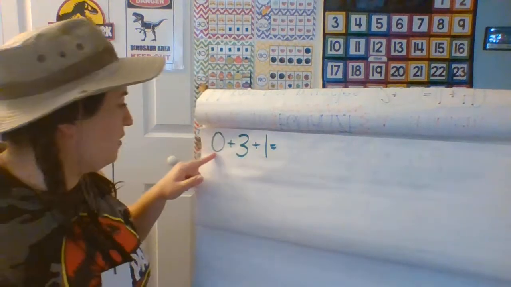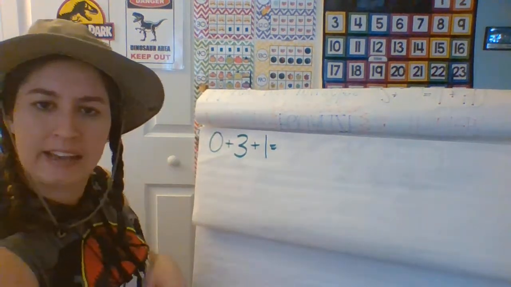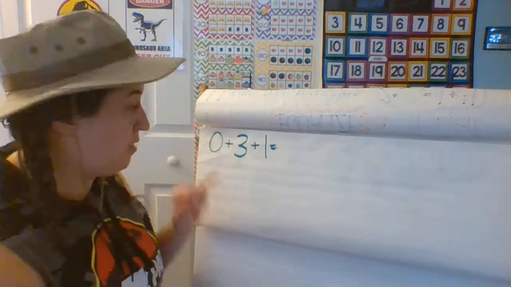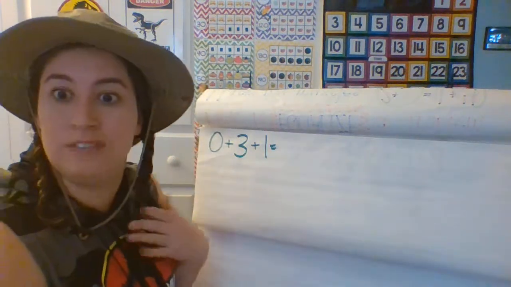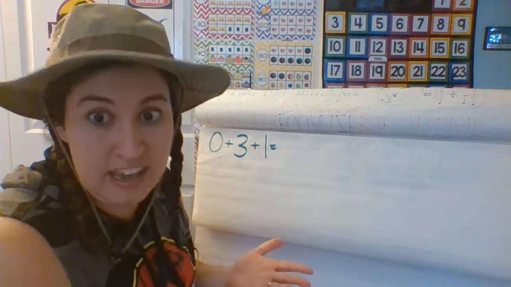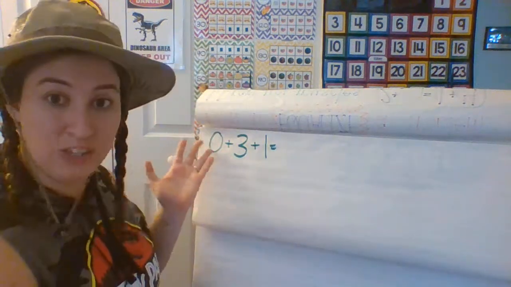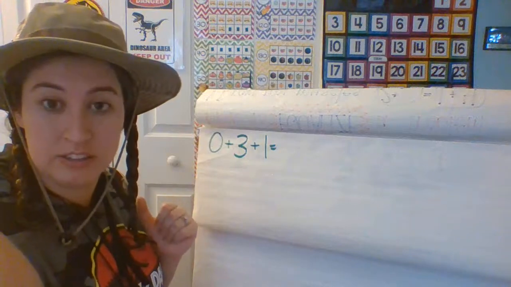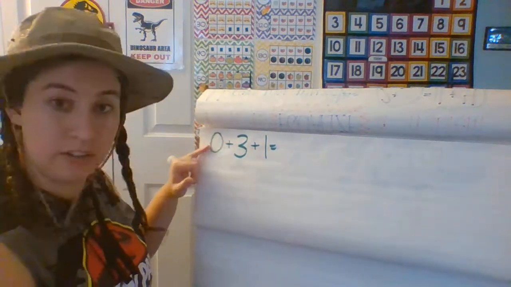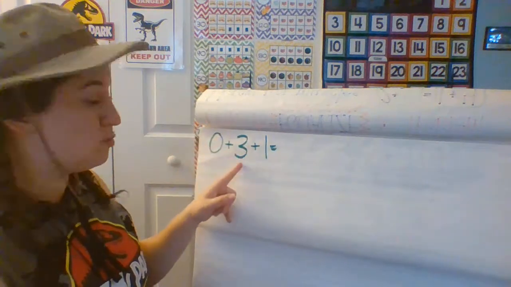So if we have 0, do we have any green dinosaurs? No, we don't. Remember, 0 means you have nothing. If you have 0 cookies, you have no cookies, which is a very sad day. But we do not have any green dinosaurs because we have the number 0 right here. So let's move on to our next one.